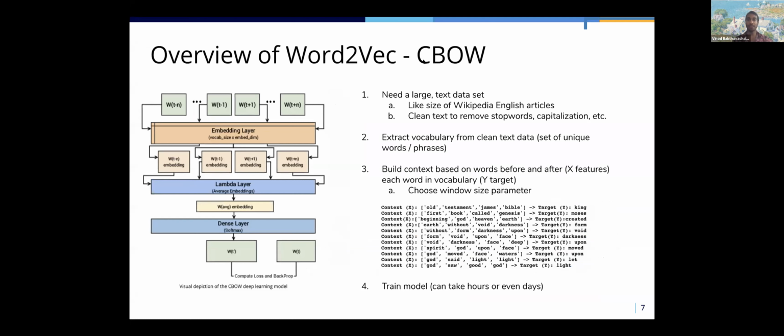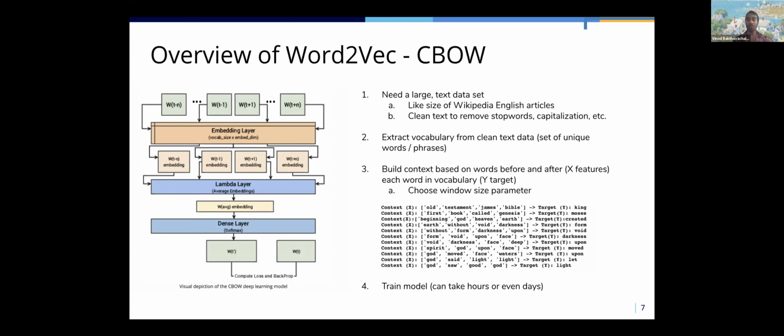And then just to dig a little bit deeper into word-to-vec models, here's the neural network architecture for how you would train a word-to-vec model. There are 4 key steps to go through when you're doing this. One is that you need a large text data set, and you need a really, really large text data set, so you're thinking of things the size of all the Wikipedia articles in English, right? Once you have that, what you want to do is clean it. So you want to remove really common words, punctuation, capitalization, and standardize the text through the normal NLP cleaning processes. The second thing is you want to extract the full vocabulary from that cleaned text data, so the set of unique words and phrases.